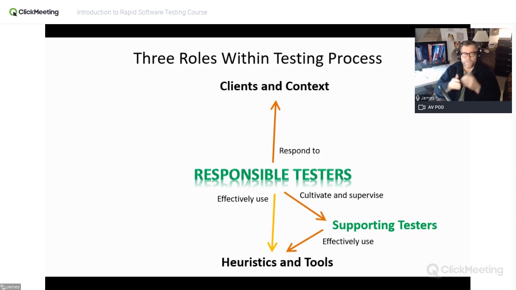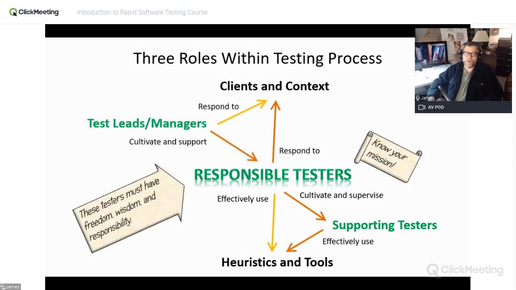That is to say, if the testing goes wrong, you can't say, well, I just followed instructions, it's not my fault. But if you're a supporting tester, you can say that. You can say, look, I followed instructions. That's what I said I was going to do. That's what I did do. The third role is test leads and managers. So we have some training for test leads and managers as well as for responsible testers. But most of our work is focused on training responsible testers.